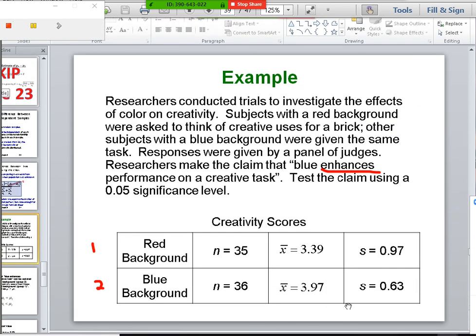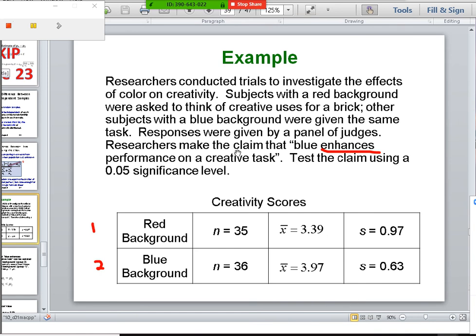All right, so here's my example. Researchers conducted trials to investigate the effects of color on creativity. Subjects with a red background were asked to think of creative uses for a brick. Other subjects, whose room had a blue background, were given the same task. Then judges gave them a creativity score. Researchers claim that blue enhances performance on a creative task. In other words, the blue people should be higher than the red people. Test the claim using the 0.05 significance level.